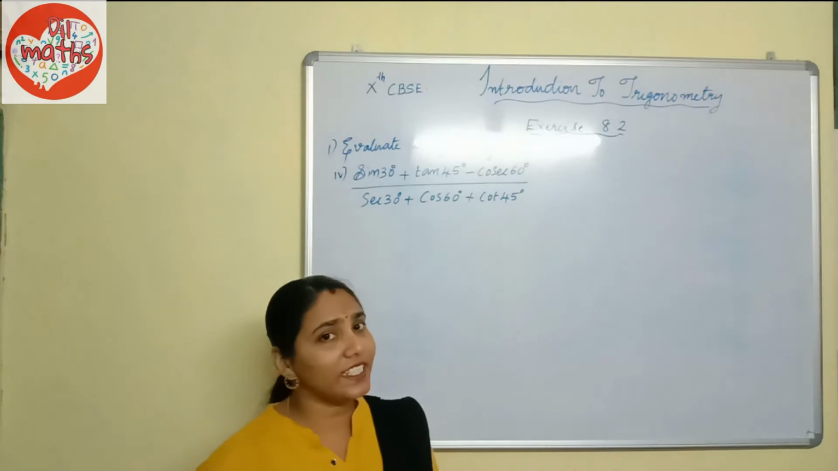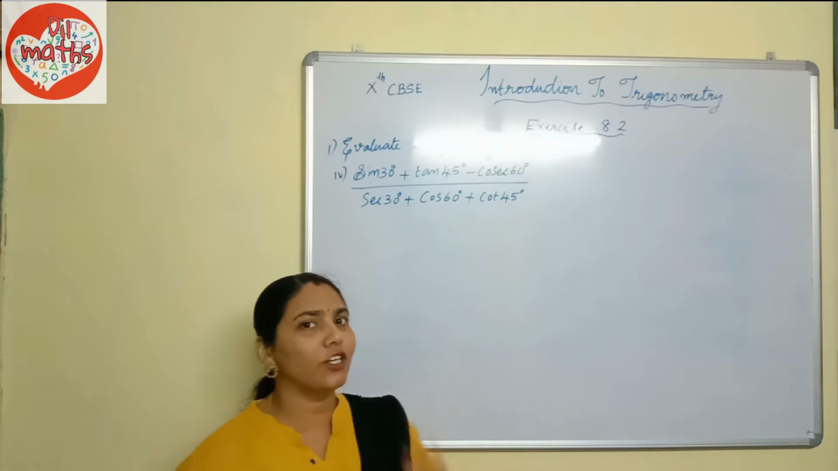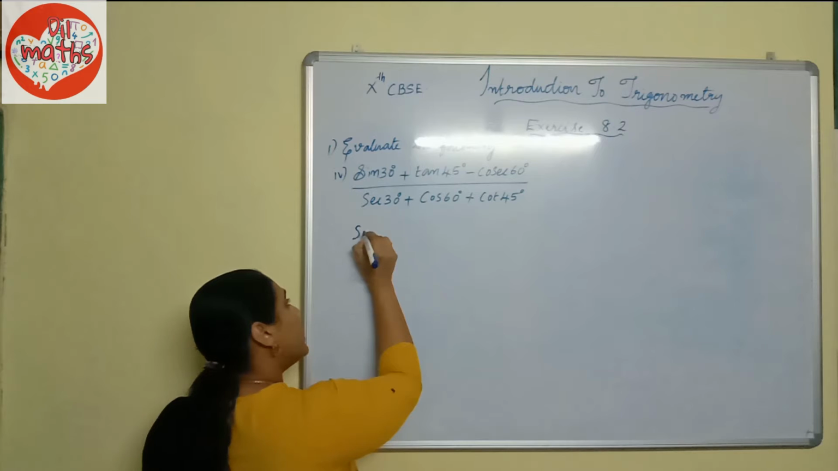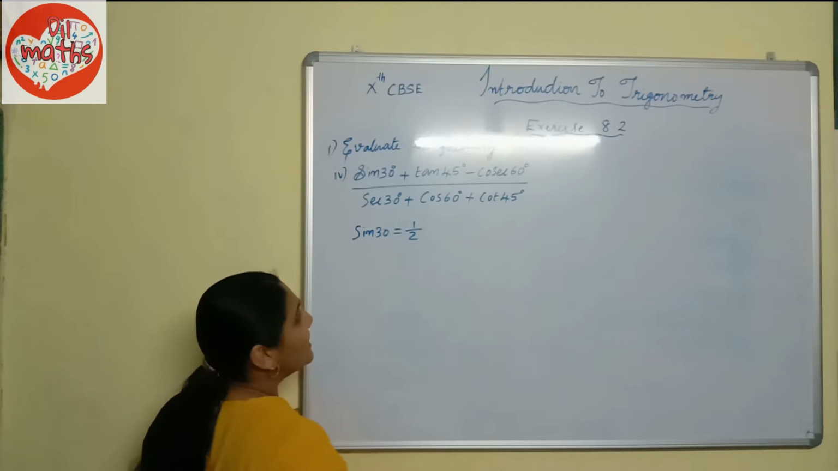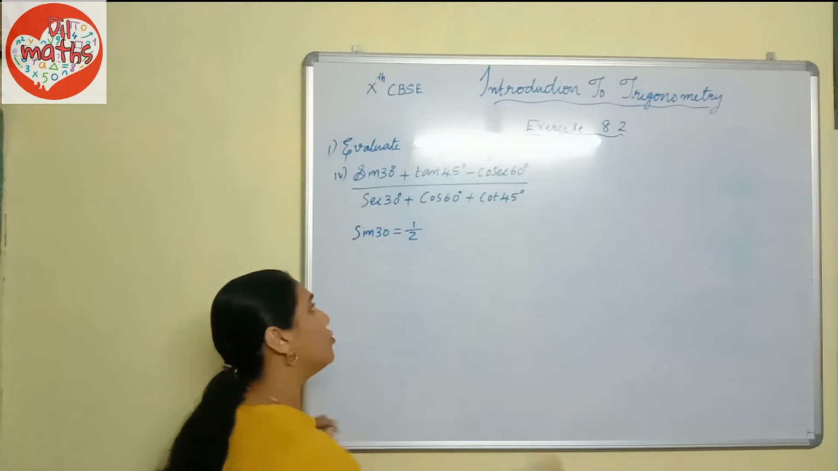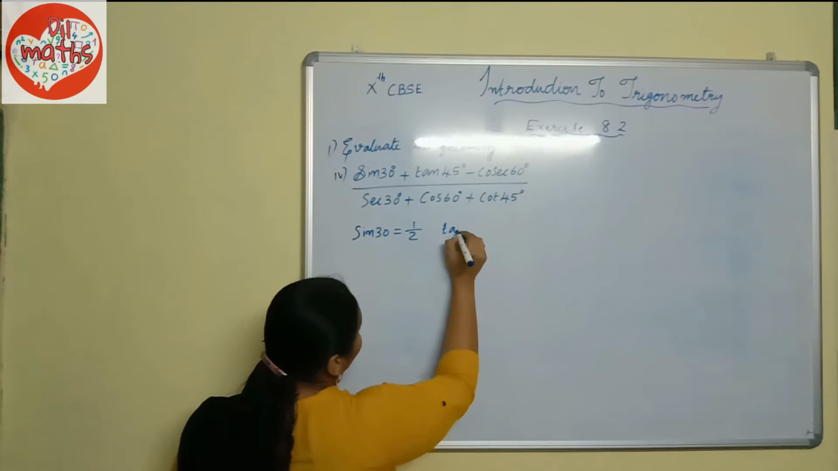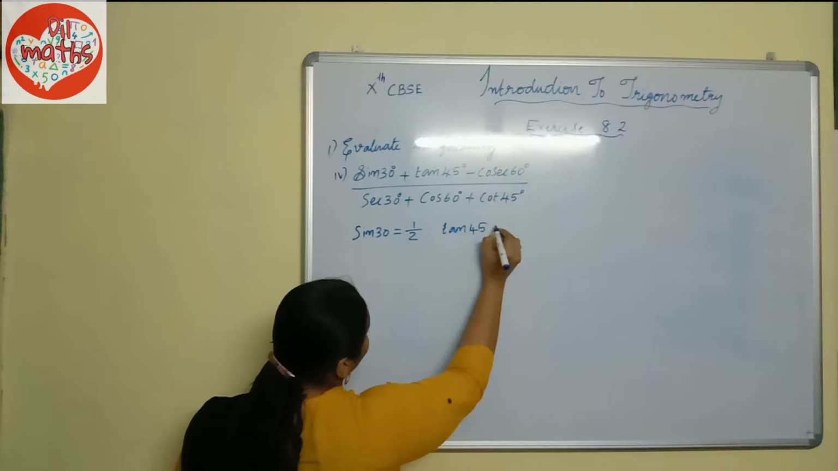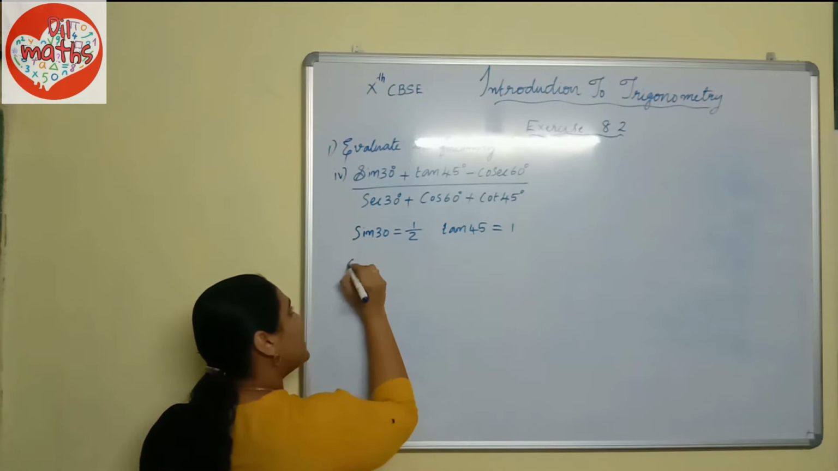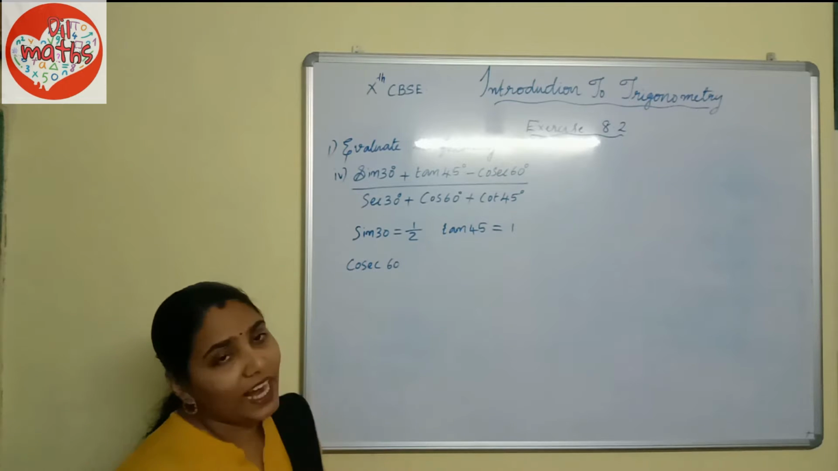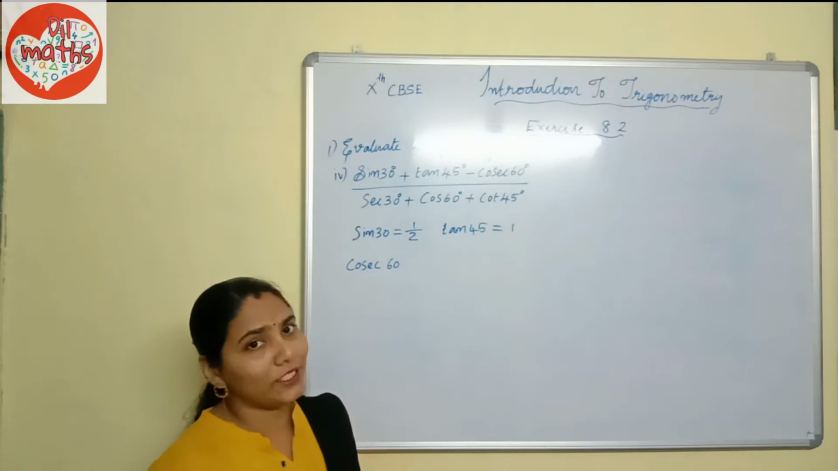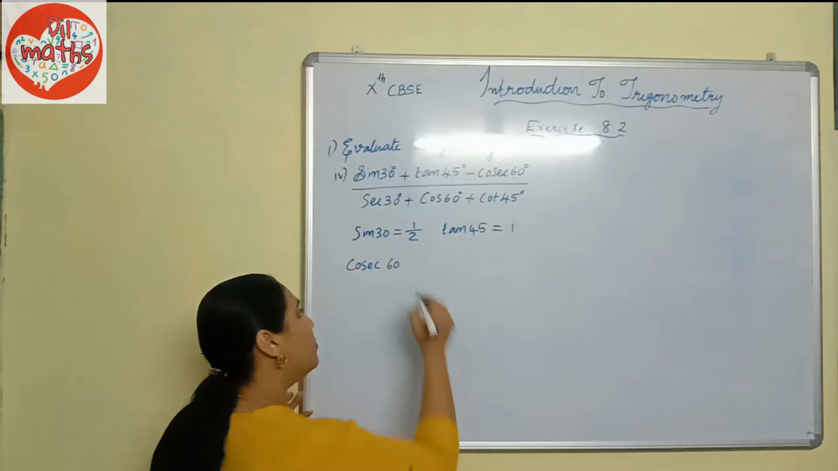So what is sin 30? This is 30 degrees. Sin 30 is equal to 1 by 2. And what is the next one? Tan 45. Tan 45 is equal to 1. And cosec 60. What is cosec 60? Sin 60 is equal to root 3 by 2. So cosec 60 is equal to 2 by root 3.